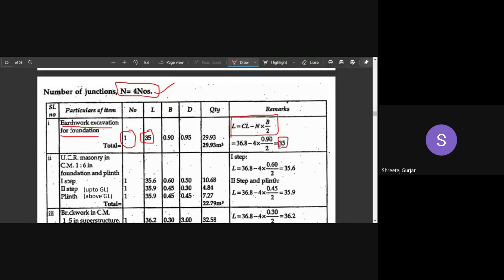So your length is 35 meters, the width of your foundation is 0.9, and the depth of your foundation, starting from ground level, is 0.3 plus 0.5 plus your PCC bed, that is 0.15. So you get your depth of foundation from ground level to foundation level as 0.95. That is written over here, and if you multiply number into length into breadth into depth, you get your quantity. That is what is done in earthwork and excavation.